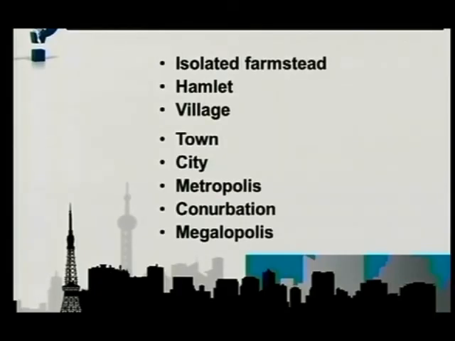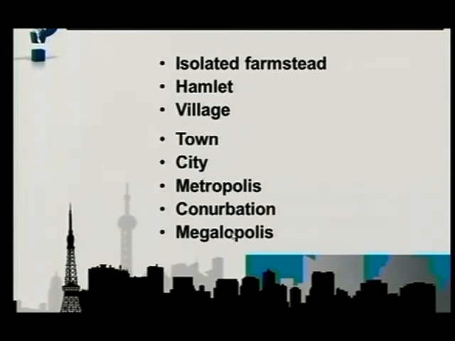Let's have a look at the following. When you have different settlements, settlements are classified according to different sizes. Now let us have a look at the different sizes in which settlements can be classified. Here we've got them. The smallest one is an isolated farmstead, followed by a hamlet, each one just a bit larger than the previous, then a village, a town, city, metropolis, conurbation, and your megalopolis.